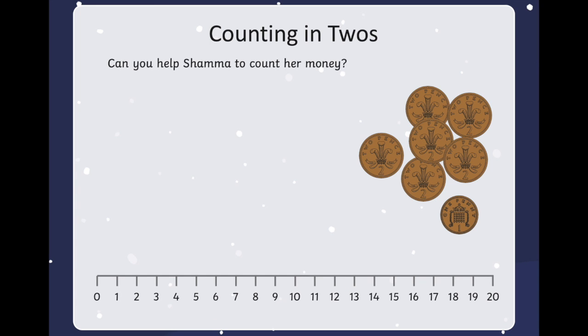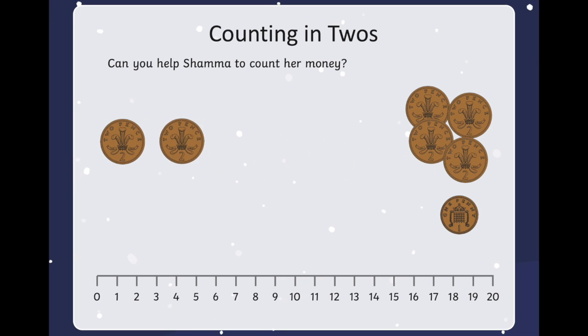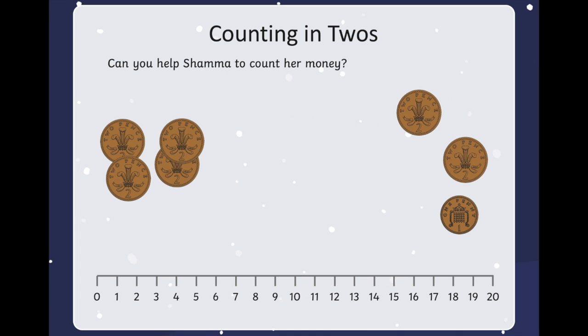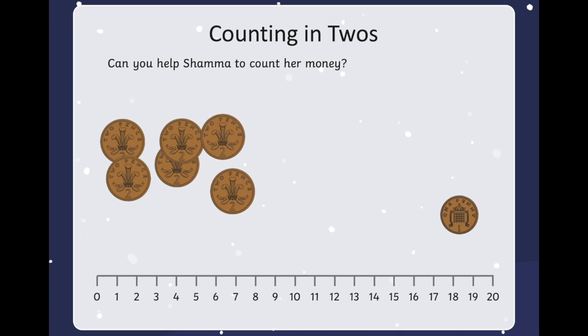Can you help Shama to count her money? Let's start. 2, 4, 6, 8, 10, 12. Now, Shama has 1 coin left over. It is not a 2p, it is a 1 penny. So she has 12. Now we should add 1 more to make 13.